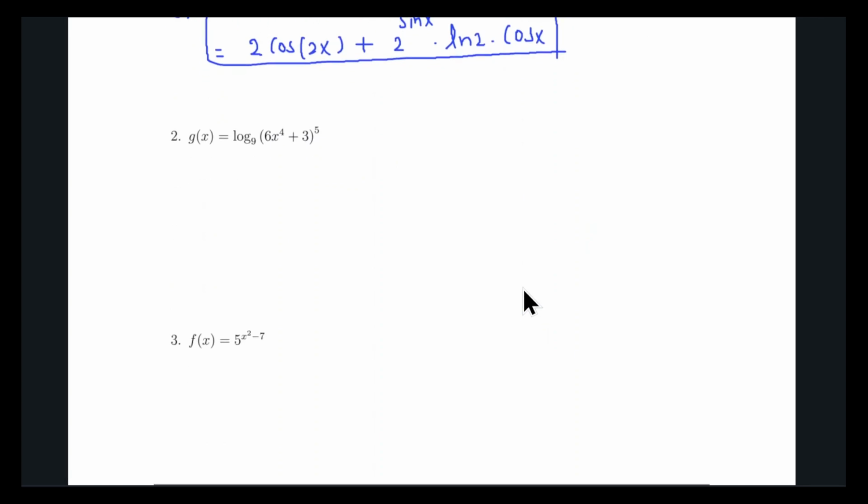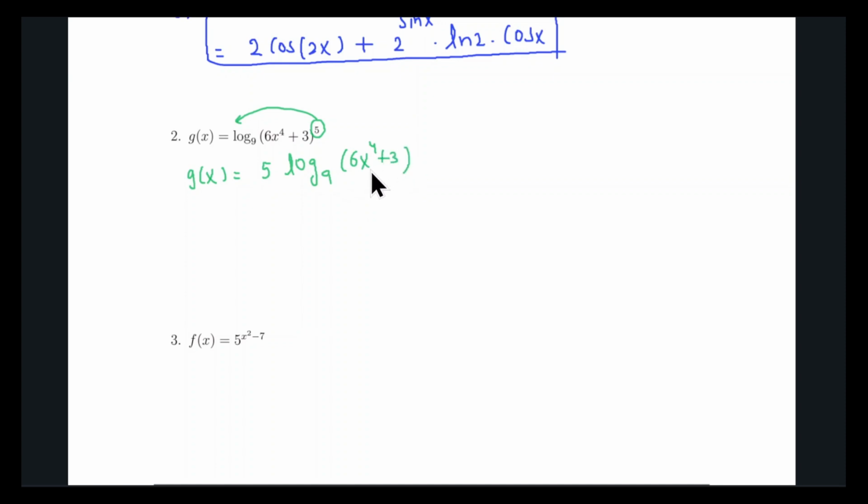Okay, be careful in question number 9. The log is with a different base, right? At the base of 9. So I would recommend that in the log questions, always try to see how much you can simplify the question itself before differentiating it. For example, I know right off the bat that this power will be thrown outside as per the properties of log. So it can be written as 5 times log with base 9 of 6x to the power 4 plus 3.